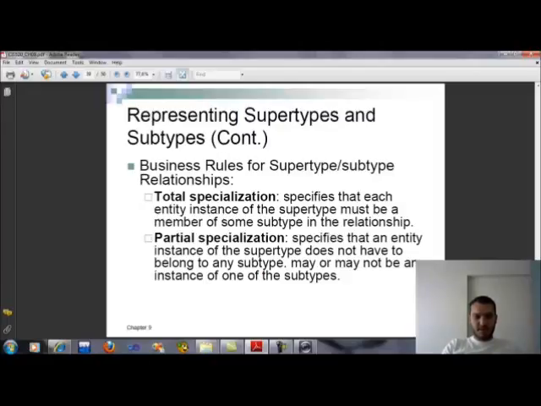Partial specialization rule specifies that an entity instance of the supertype does not have to belong to any subtype, it may or may not be an instance of one of these subtypes.